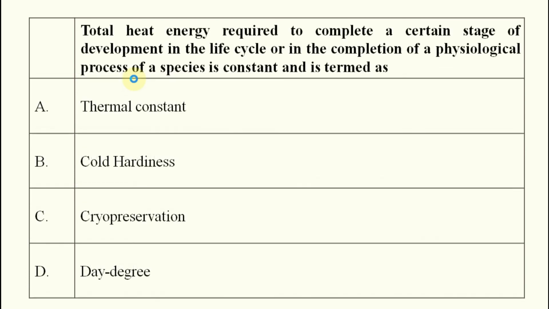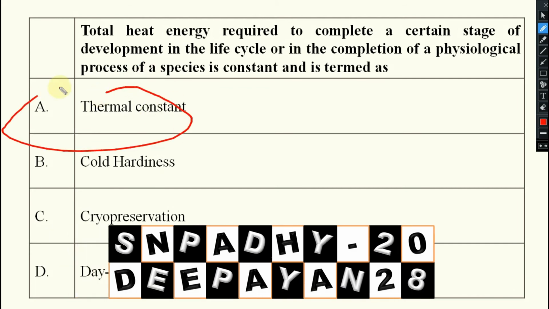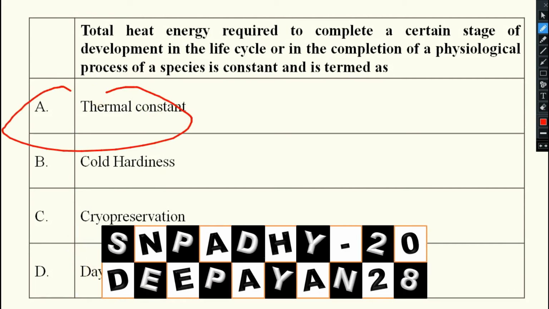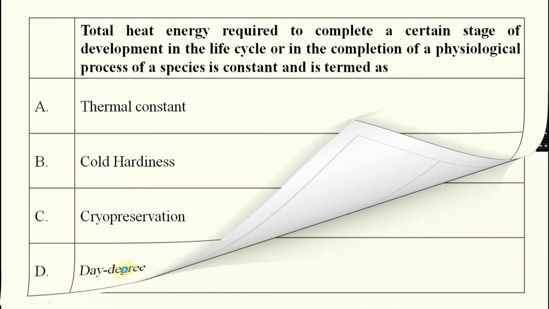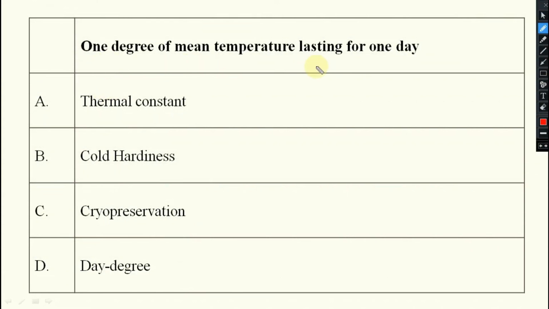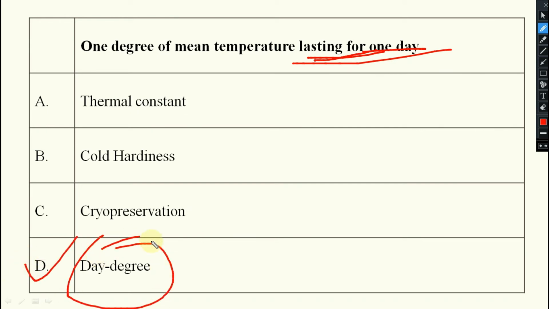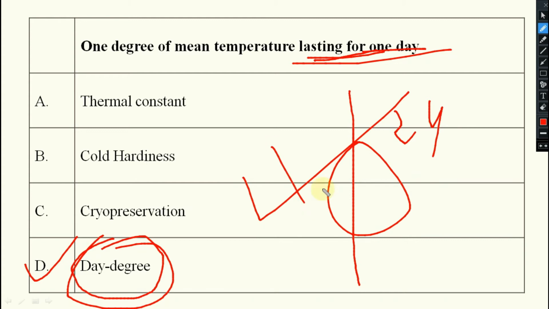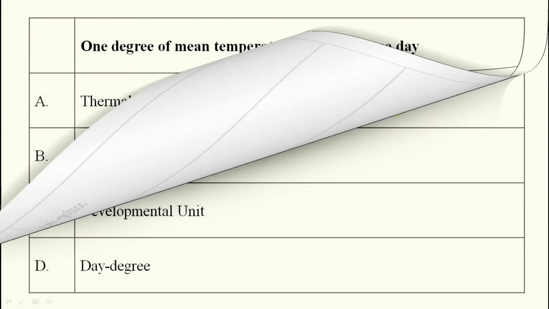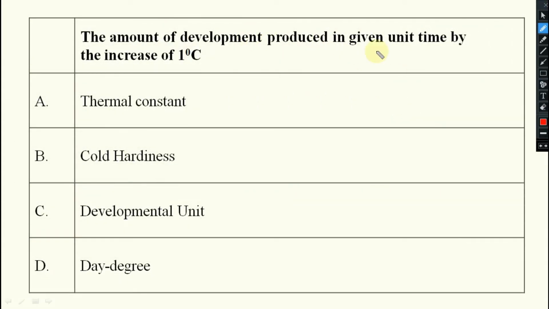One thing is there: what is the unit of this thermal constant? The unit will be your day degree. Very very important, please remember. Then 1 degree of mean temperature lasting for 1 day, that is known as what? Your day degree again. The unit of thermal constant is day degree, and how much is 1 day degree? Suppose a whole 24 hours are there, what is the mean temperature? Yes, and that is known as what? Your day degree.